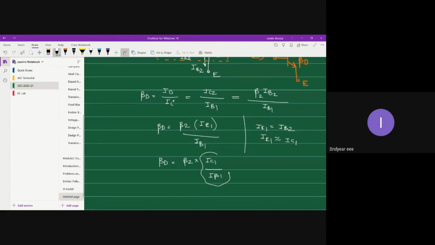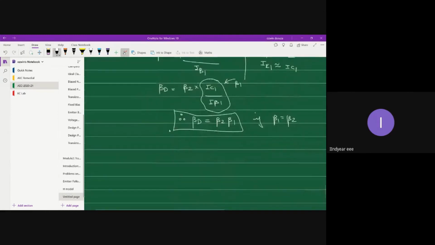Now what is this ratio IC by IB? IC by IB is beta. So this is beta 1. Therefore, the Darlington current gain beta D is equal to beta 2 into beta 1. So that's the proof. If beta 1 is equal to beta 2, then your Darlington gain will be beta into beta, which is equal to beta square. Since current gain is increasing by a large margin, that's the reason it is called a super beta transistor.